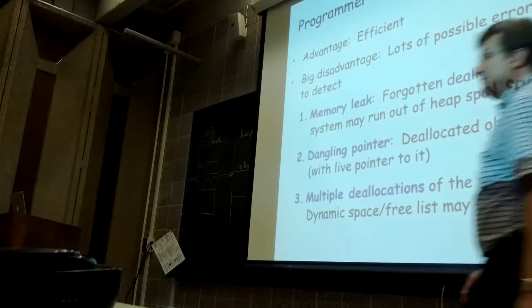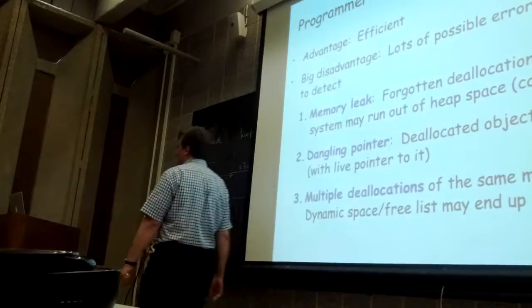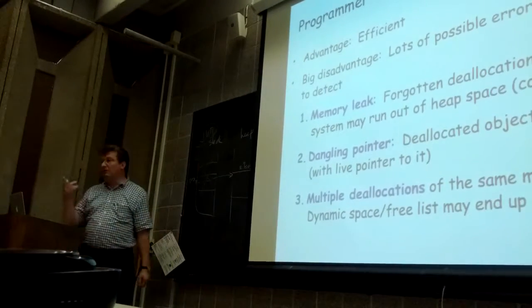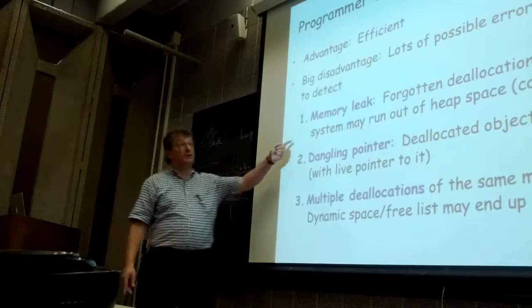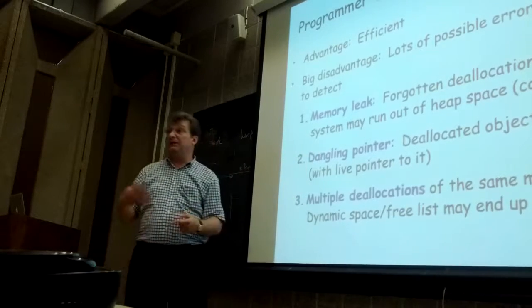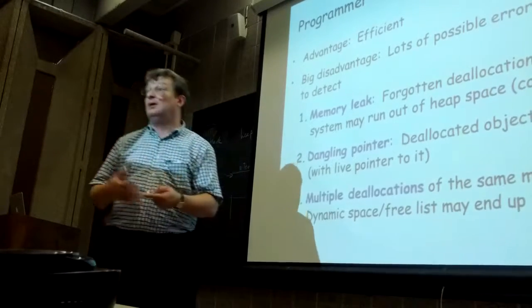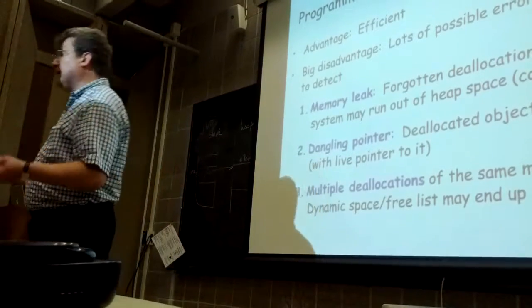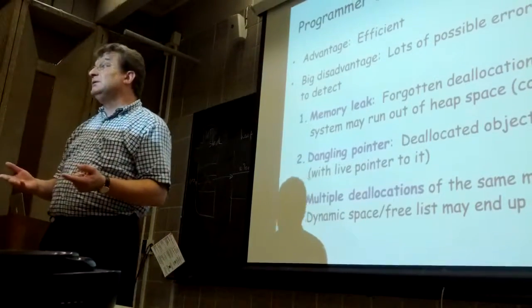In programming languages, okay? So what are the errors that you can make? Well, one we already saw is the memory leak. You forgot to deallocate the object. If a memory leak is in a loop and you keep leaking memory, eventually you'll run out of space and your program will crash.